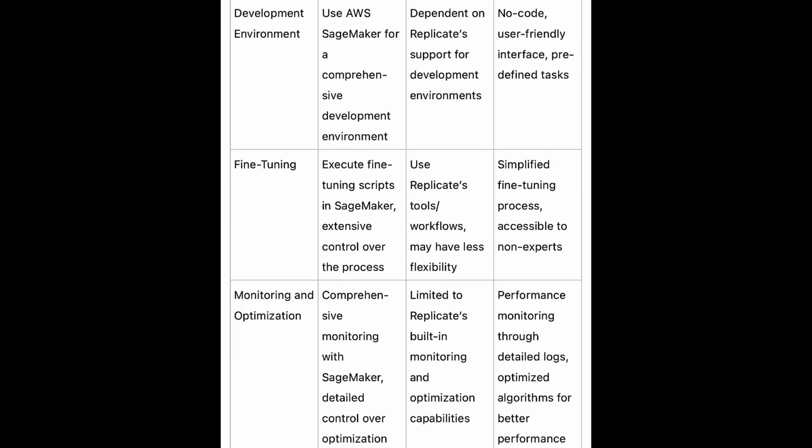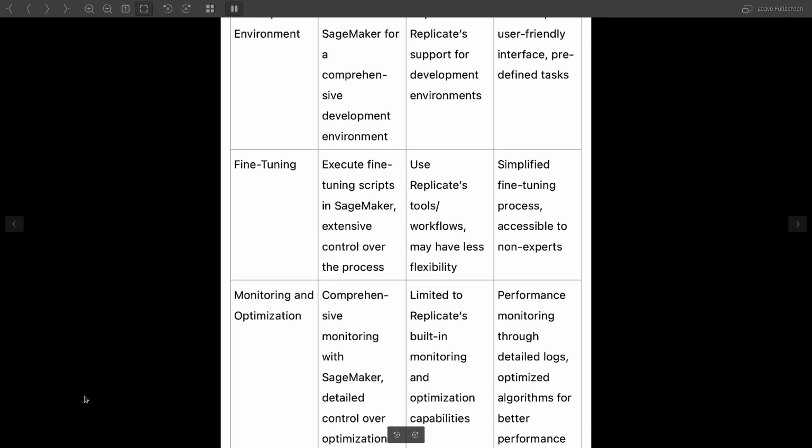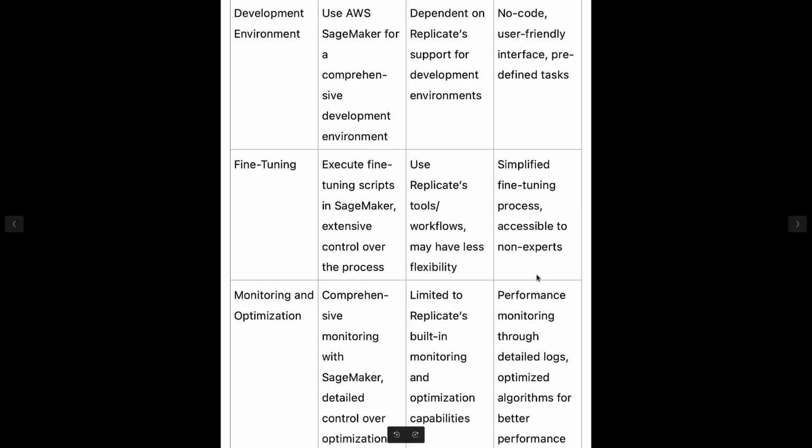And then continuing on this line, MonsterAPI's development environment is much more simplified. It's very user-friendly and very easy to set up. We will see that in a minute. And it has all the predefined tasks versus AWS's SageMaker, which of course is very comprehensive, but it has a lot more complexities. And then in the fine-tuning, again, fine-tuning is very simple. You just need to set up the configuration, which we'll see in a minute, and MonsterAPI supports all the latest technologies like QLoRA, Flash Attention 2, and parallelization of your multi-GPU setup, etc.